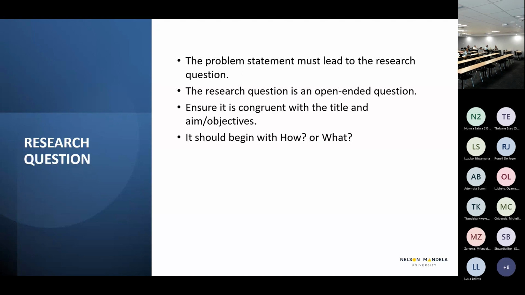So the problem statement must lead to the research question. The research question is open-ended. Ensure it is congruent with the title and aim and objectives, and it should begin with how or what. Very quickly, and it applies to the research question, the aim and the objectives and the title should all be in alignment.